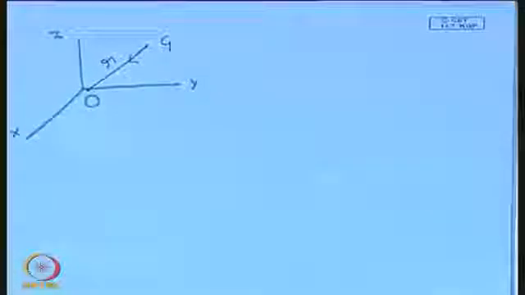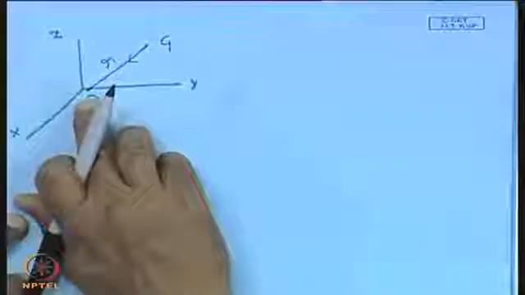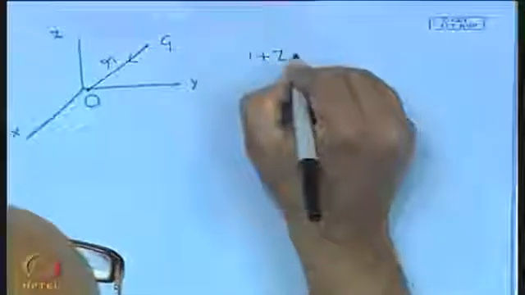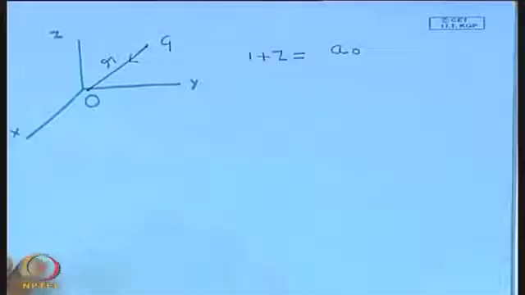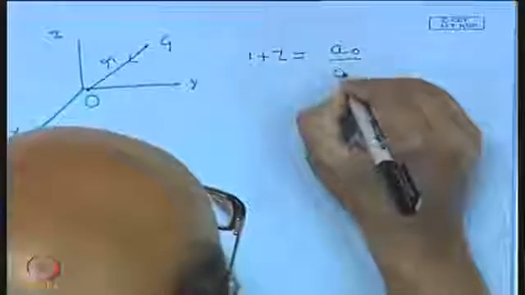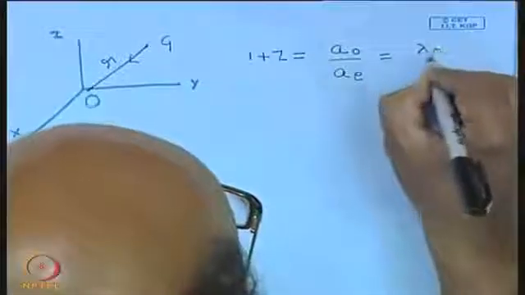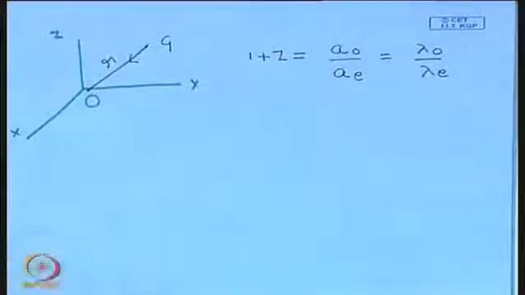We have already learned one aspect of this. The radiation coming from this galaxy to this observer will get redshifted. The wavelength will increase, and we have calculated the redshift. The redshift is 1 plus z equal to the ratio of the scale factor when the light is observed to the scale factor when the light is emitted. This is the ratio of the observed wavelength to the emitted wavelength. This is something that we have already calculated.